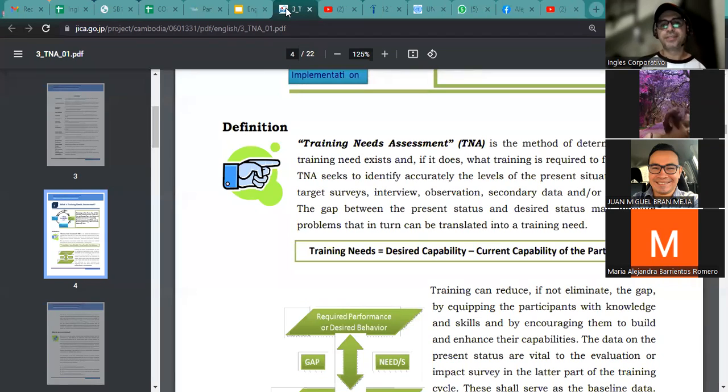That's very good. So yeah, that is it. So the first part is this one, to assess, to evaluate what is the need of the training. I mean, the formula is very clear. Training needs is equal to desired capability, so what we wish everybody knows or can do or anything related to that, minus what is the current capability of the participant. Of course, there are numbers for you to identify what is the gap, right?